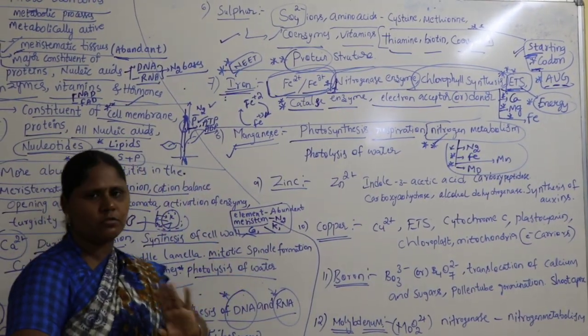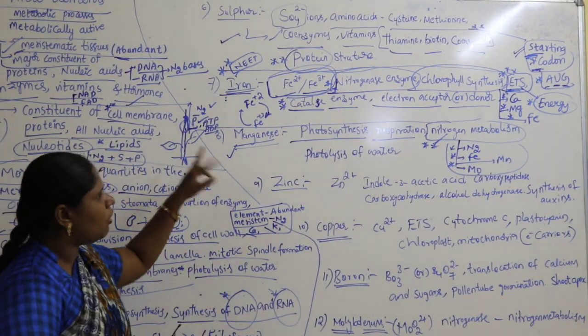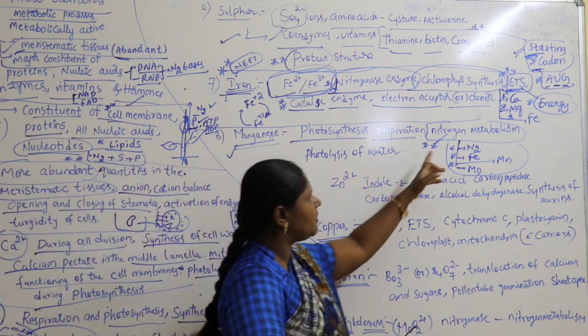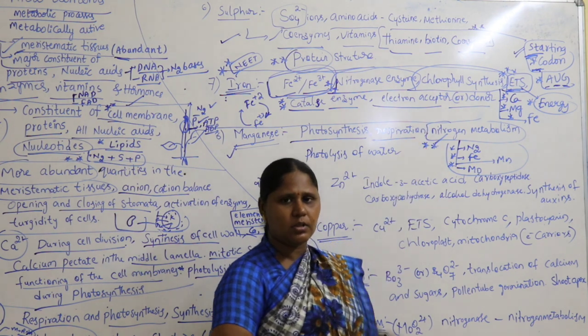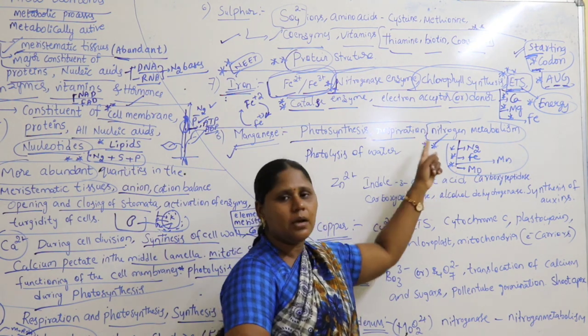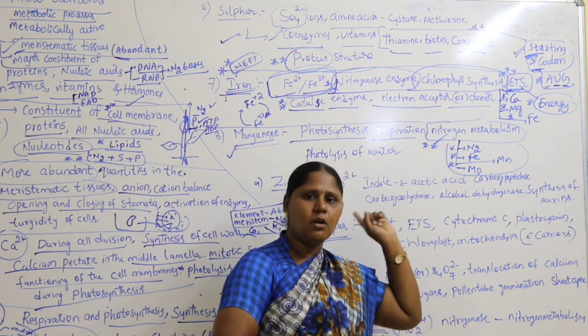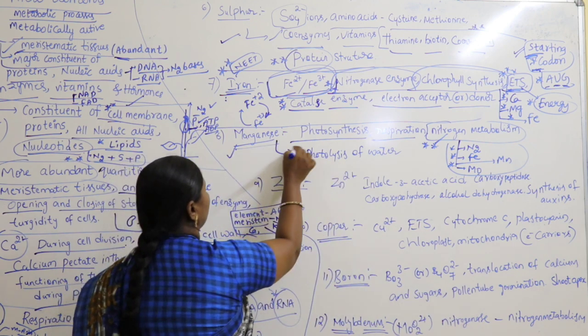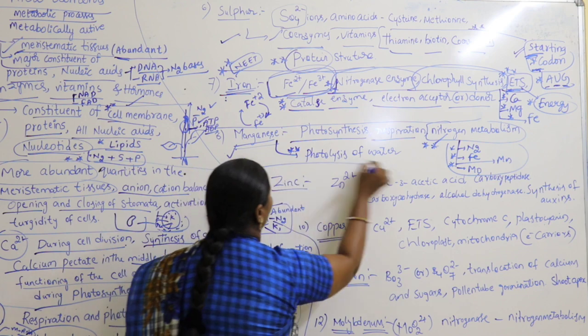Simply if you read, there is no use, guys. See the common things, see the interrelated thing. There are many elements which play an important role in nitrogen metabolism, but the common elements are nitrogen, iron, manganese and molybdenum. Right, and manganese also plays a very important role in photolysis of water.